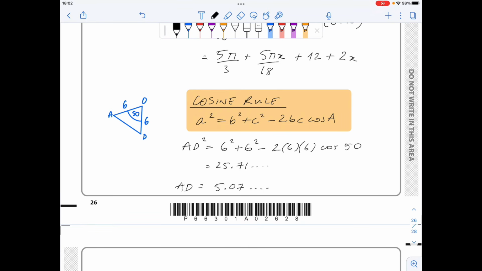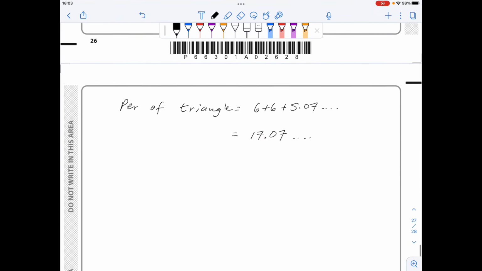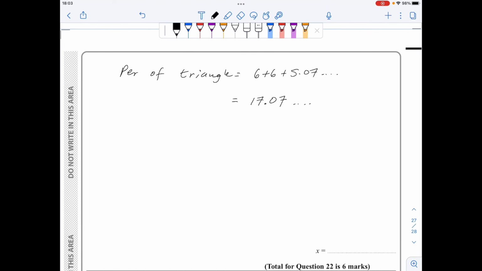So the perimeter of the triangle is equal to 6 plus 6 plus 5.07 and so on. This will give me 17.07 and so on. So now I can use the fact that the perimeter of the sector is 2 times the perimeter of the triangle.